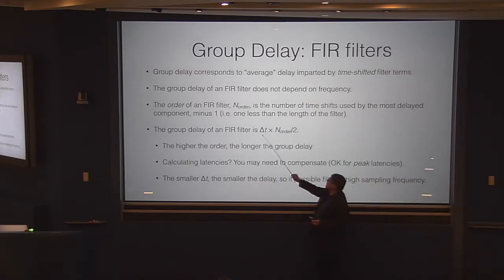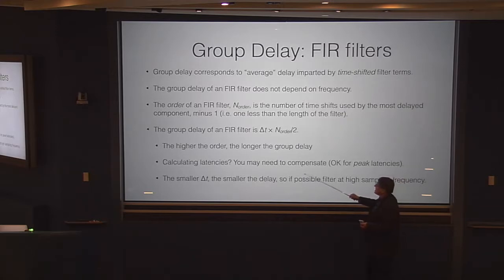Because it is proportional to delta t, and so to order, the more complicated the filter, the higher order the filter is, the longer the group delay will be. So if you ask MATLAB to find a really nice FIR filter, and it says that, sure, I can find one that does everything you want, and it's an order 500 filter, then that's going to be a really long group delay, and you may not want that.